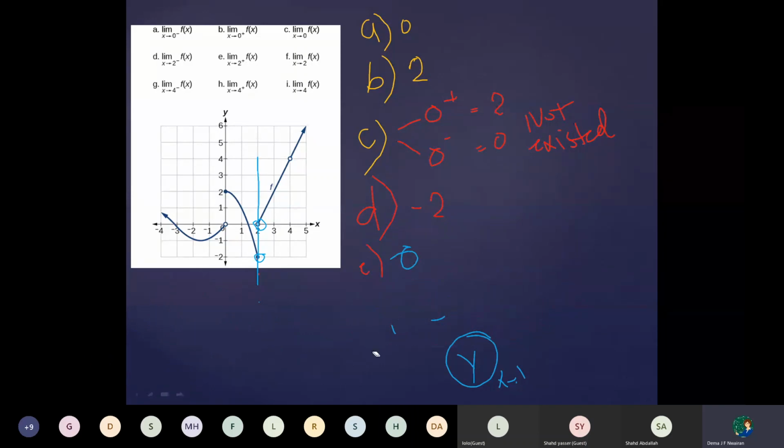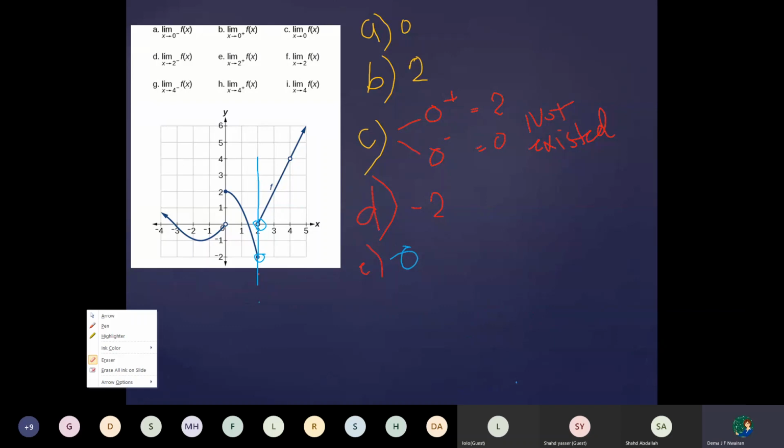Shahid number 3. Shahid. Now this E now D E F.